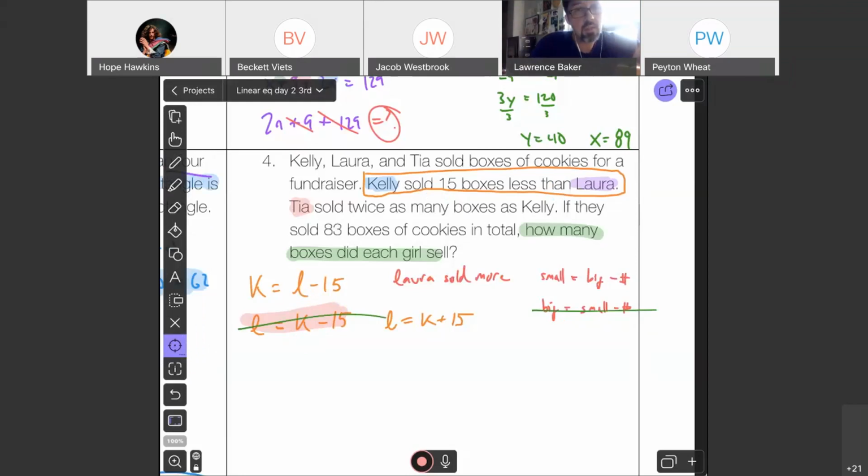The other one is you could just throw some numbers at it. For the most part, it doesn't matter what you pick. There can be some instances where you could screw it up, but for the most part, it doesn't matter. So let's just say Kelly sold 15 boxes. Or sorry, I want to use a different number. Let's say Kelly sold 10 boxes. So how many boxes did Laura sell? If Kelly sold 10, how many did Laura sell?